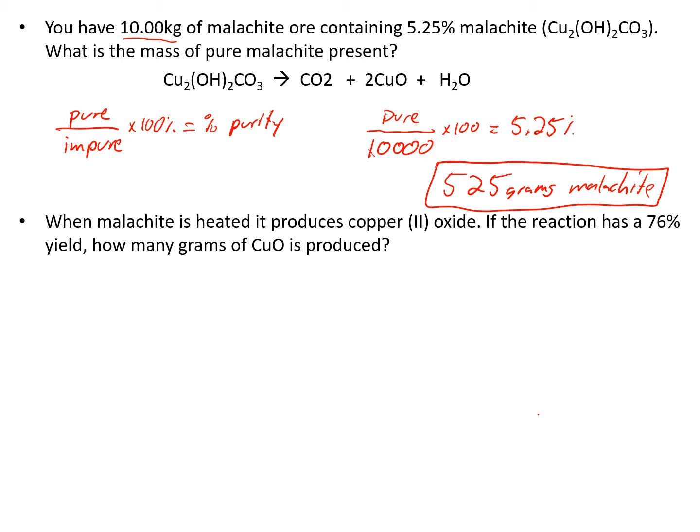Okay. So when malachite is heated, it produces copper 2 oxide, CO2, and some water. If the reaction has a 76% yield, how many grams of CuO is produced?